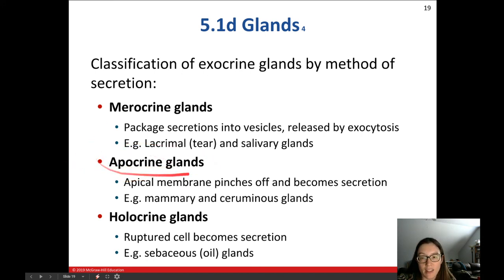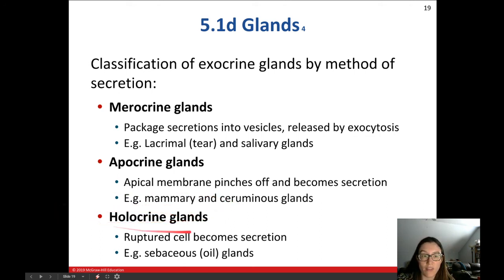Our apocrine glands, the apical membrane, remember this is the membrane that's towards the lumen, pinches off and becomes the secretion. So the apical portion of the cell pinches off and becomes the secretion. So with apocrine glands, about half of the cell becomes the secretion. Examples of this are the mammary glands and the ceruminous glands. The mammary glands are going to be secreting breast milk, and the ceruminous glands are found in your ear canal, and they secrete earwax or cerumen.